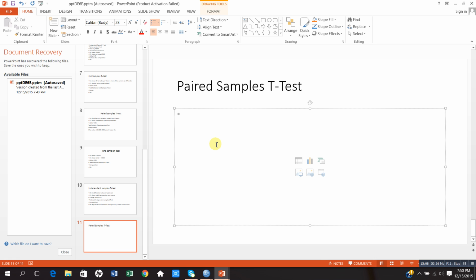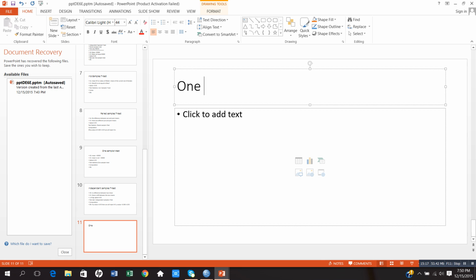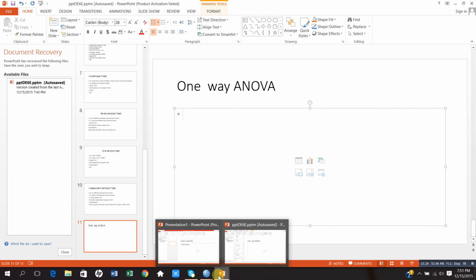The last parametric test is one-way ANOVA. How can we do that? One-way ANOVA is one step ahead of the paired sample t-test. In the paired sample t-test, we compare the means of two groups. But under one-way ANOVA, we compare means of three groups. So let me do this.